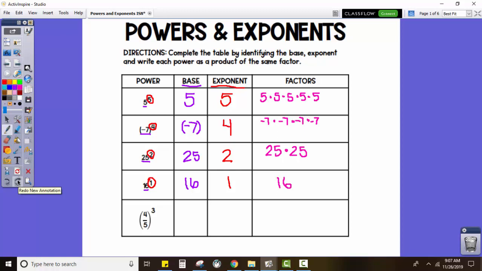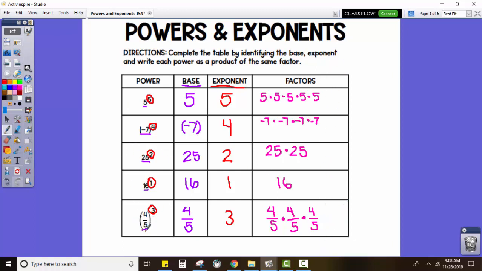Okay, and then the last one, 4/5 to the 3rd. So the bigger number is 4/5. And the exponent, the little number, is to the 3rd. So this tells me I'm going to do 4/5 3 times. So I'd have 4/5 times 4/5 times 4/5. Okay, so you can see that's 1, 2, 3 times. Now in all of these, we haven't figured out the value of them. We'll figure that out in a little bit.